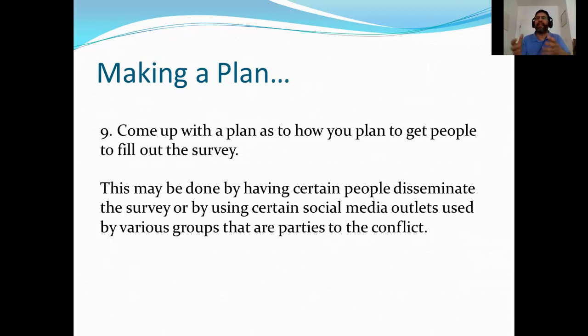So how can we get the information? We got this survey, great survey. We put it together on Google Forms. We know how we're going to dissect it later on and get the information out of it later on. And then we said, okay, now I got to take this survey that I've developed and I have to get it into the hands of the people who have to fill it out. So how do we do this? This may be done by having certain people disseminate, to spread the survey, or by using certain social media outlets used by various groups that are parties to the conflict.